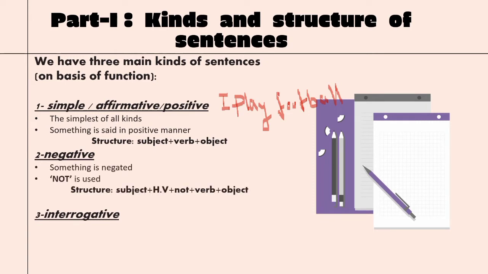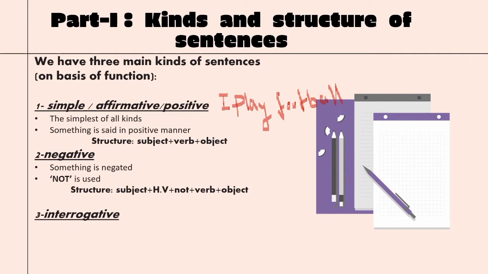Next is negative sentence. In these kinds of sentences something is negated, something is stated in a negative manner, something is taken as we don't want to do this and such. And the structure of such sentences is subject plus helping verb plus not plus verb plus object. Not is a must in such kinds of sentences.